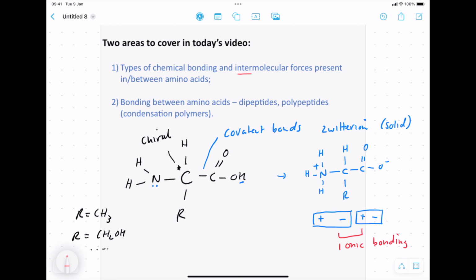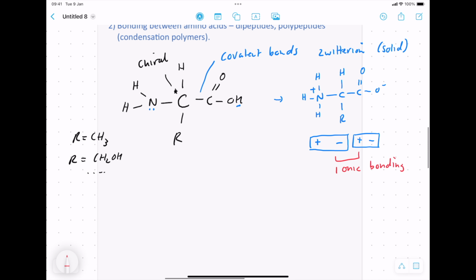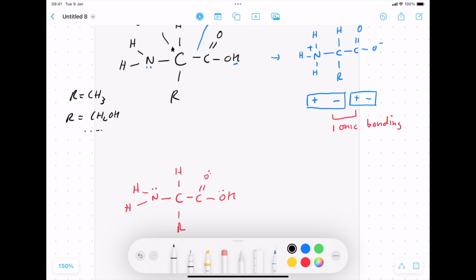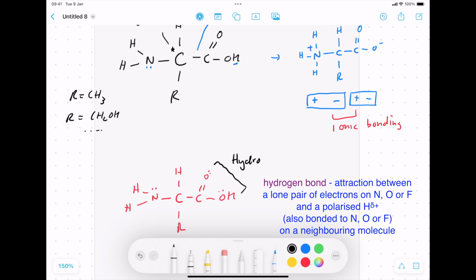The next thing is to look at the intermolecular forces. The intermolecular forces depend on the different parts of the amino acid. So the carboxylic acid part, and indeed the amino bit on the other end, both have lone pairs. So both of these groups are capable of hydrogen bonding. Hydrogen bonding is one of the strongest intermolecular forces, so H bonds there.